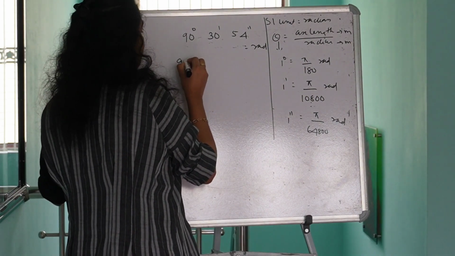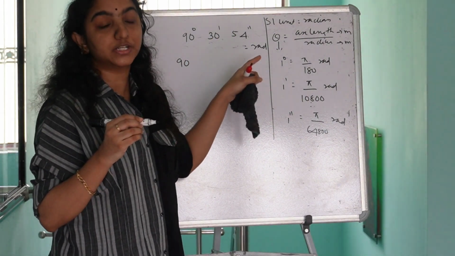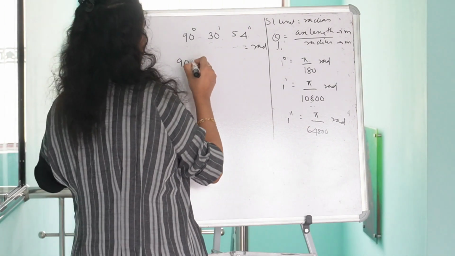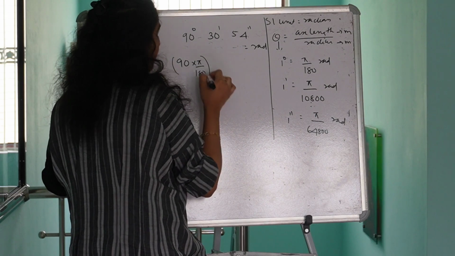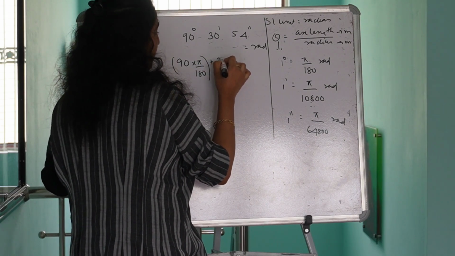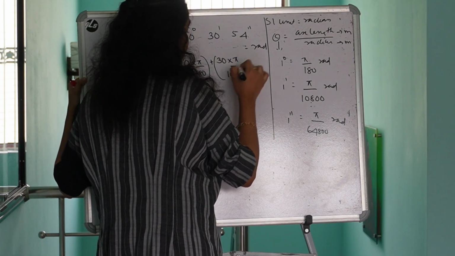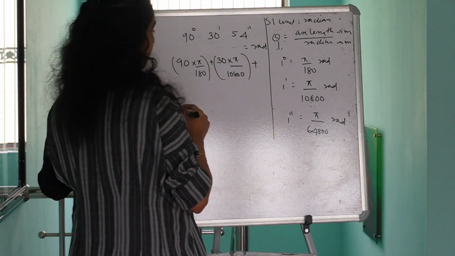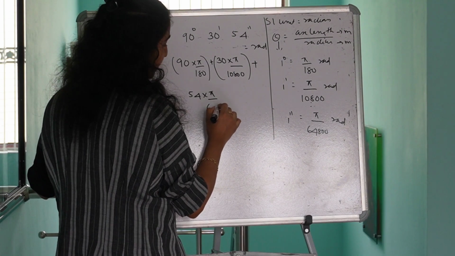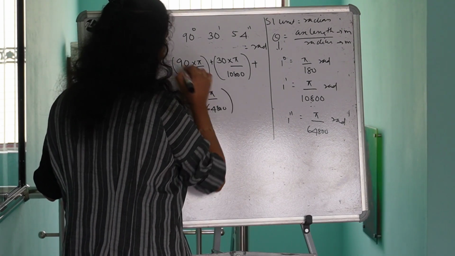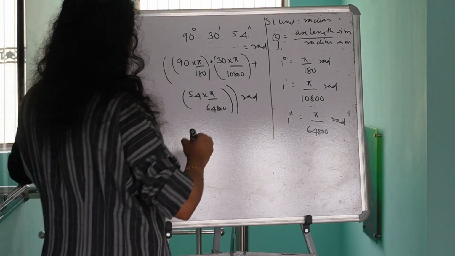So here I am going to convert each angular measurement separately into radians. To convert degree into radian, I have to simply multiply the given value by pi divided by 180. To convert minute into radian, I have to simply multiply the given value by pi divided by 10800 radian. Again, to convert second into radian, I have to simply multiply the given value by pi divided by 648000, and the unit of this whole angular measurement is radian.